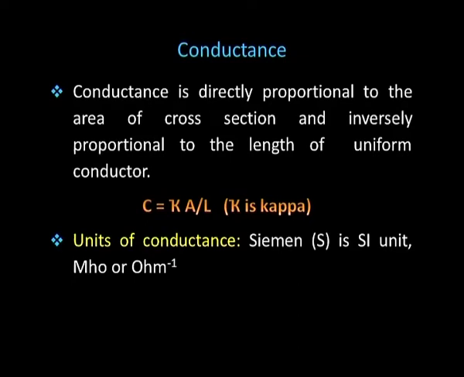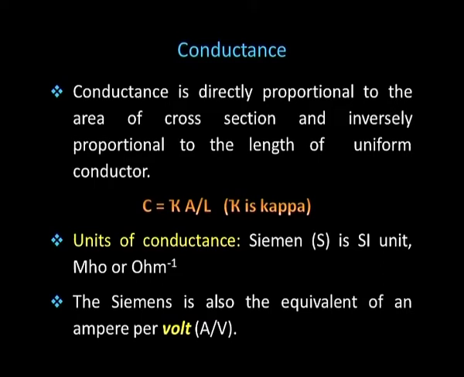The word mho comes from writing ohm in reverse, and therefore we write it as M first, H in the middle and O in the end, and we use it as mho. So, in SI unit we use Siemens, whereas in CGS unit we write it as per ohm or normally written as mho. The Siemens is also the equivalent of an ampere per volt, which is A divided by V.